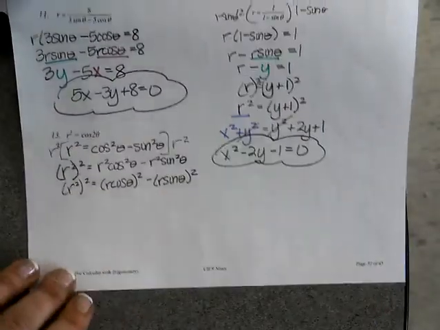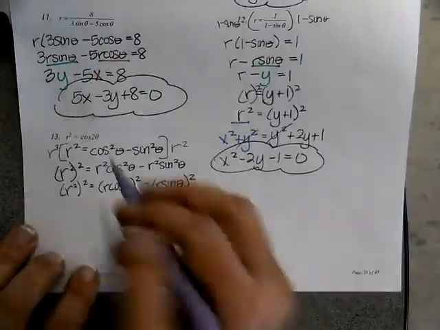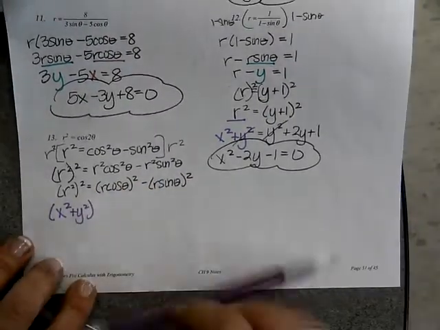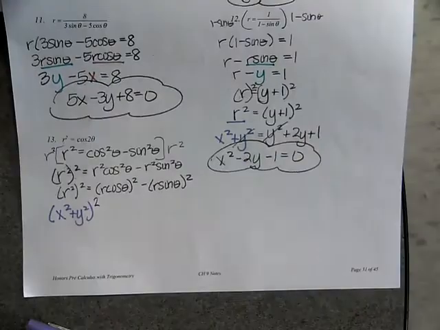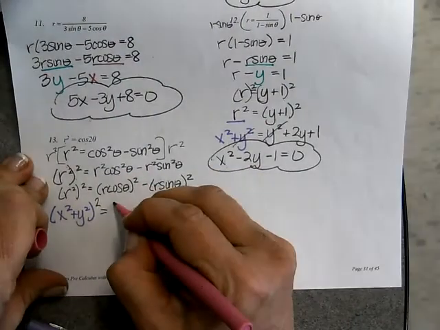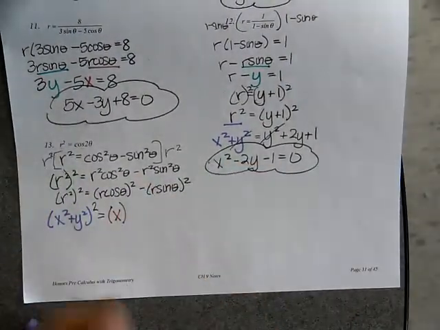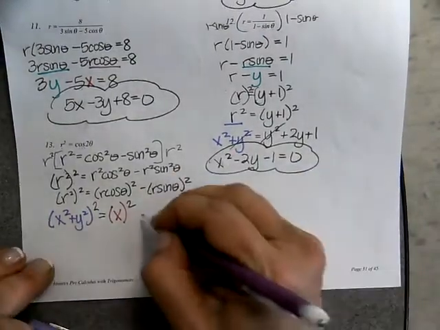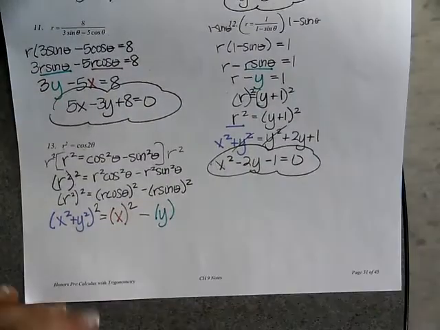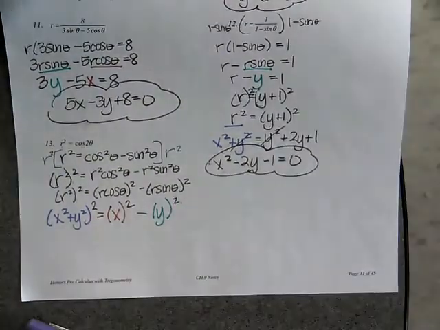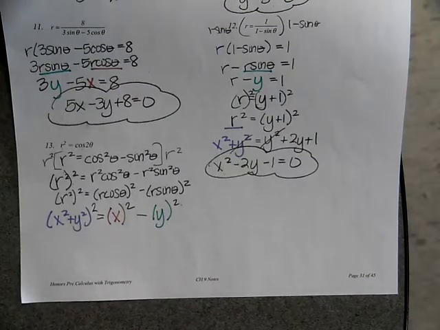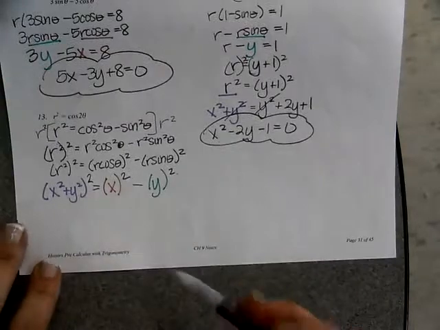And look, magically, we have all of our friends that we wanted. We have r squared, which turns into x squared plus y squared that we square. We have this r cosine theta, which really becomes x squared minus, and then we have our r sine theta, which is y squared. And look, now we're totally rectangular. See, it's hip to be square, but I'm not funny.